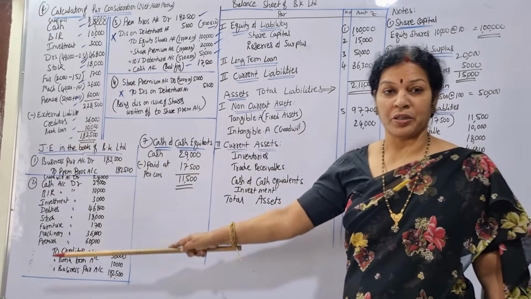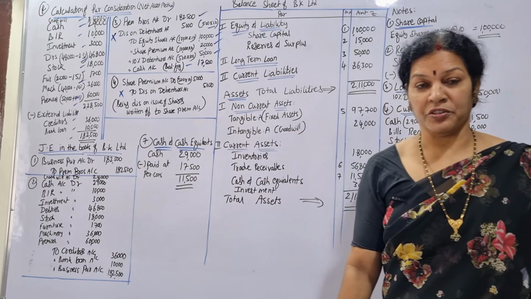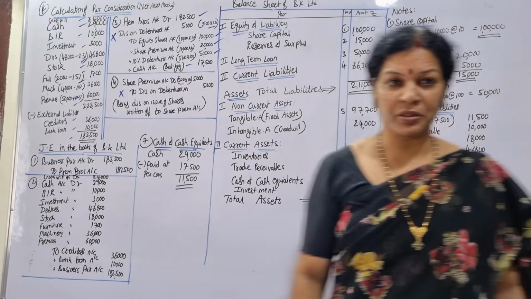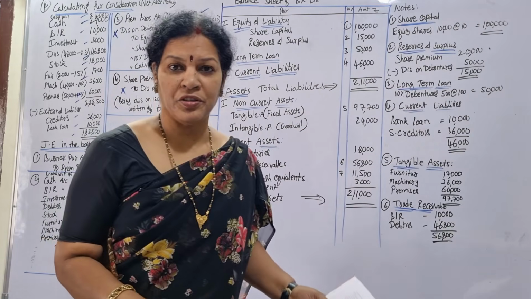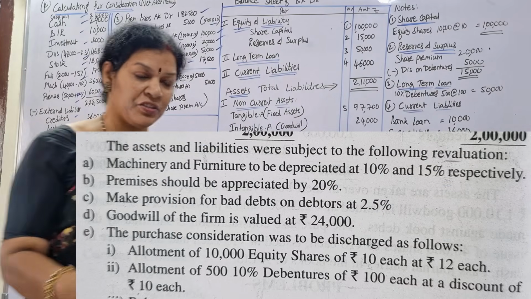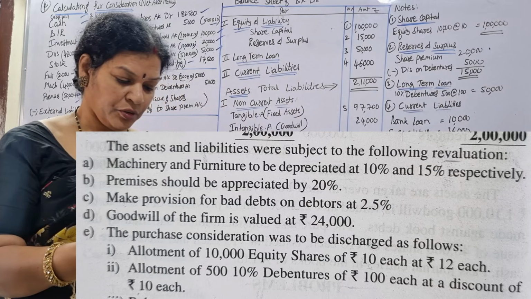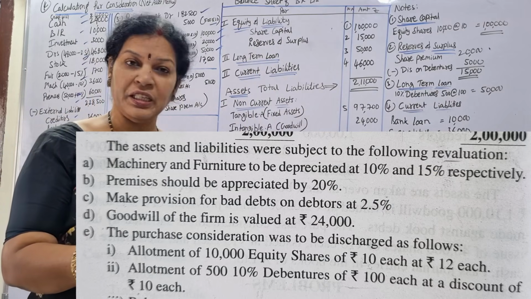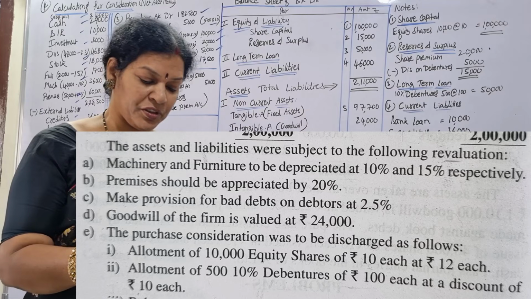Journal entries and working notes. Now coming to the balance sheet. Balance sheet, you know the format. Now how we have posted this balance sheet, you see. First of all, share capital, which is given in the balance sheet. So this is the first bit, the first transaction.